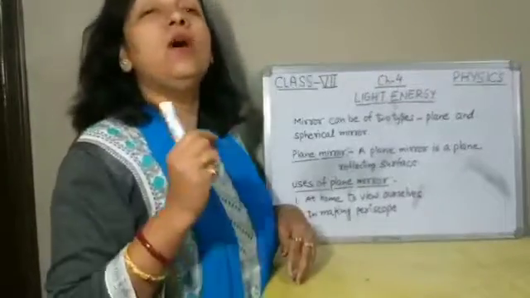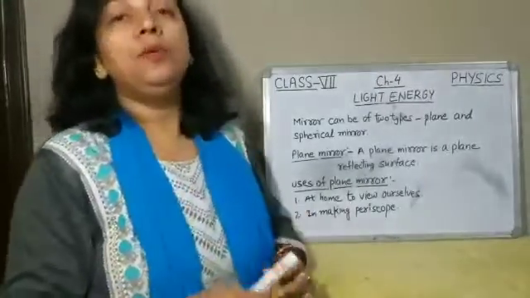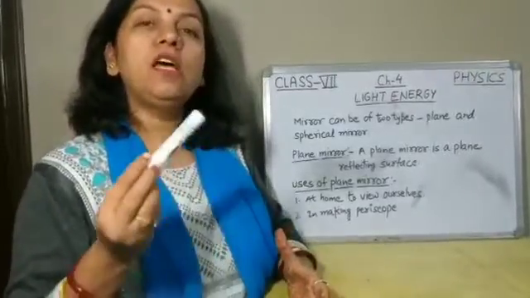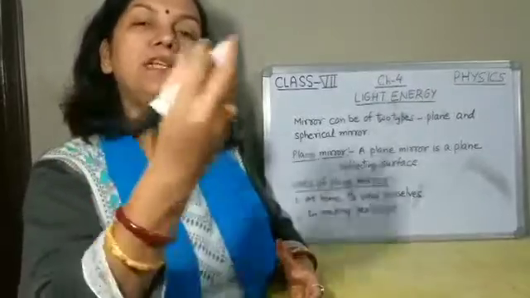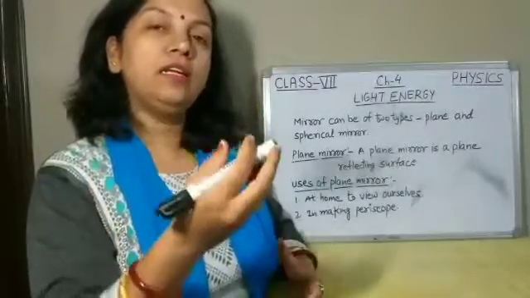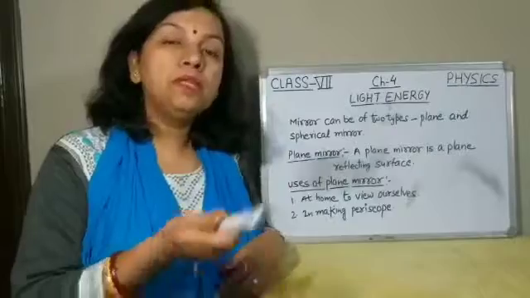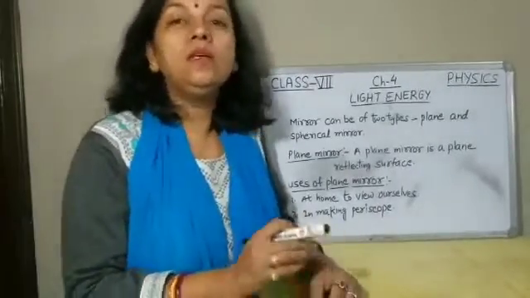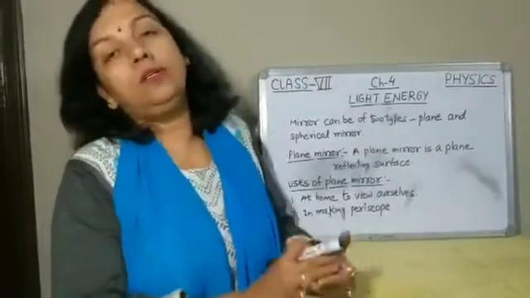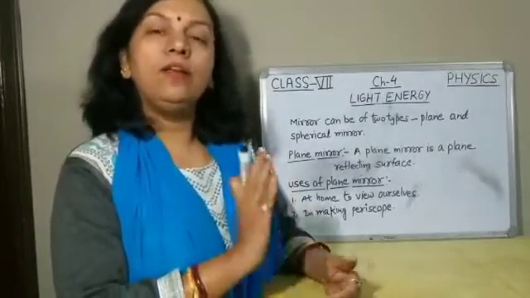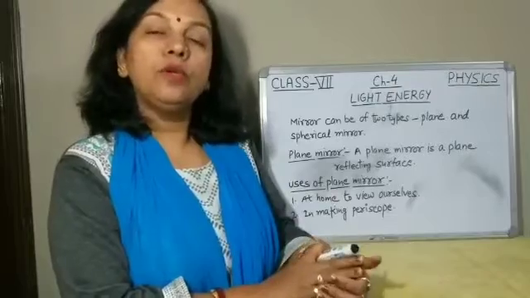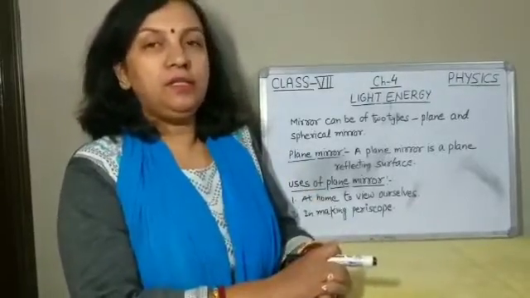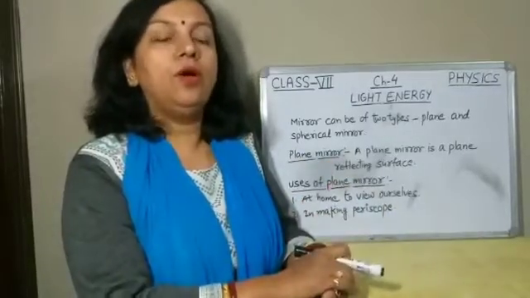Periscope is an optical instrument which is used to see the objects which are not in direct line of sight. Periscopes are used in submarines to see the objects which are not in line of sight, and also in the army to see the hiding place of objects.